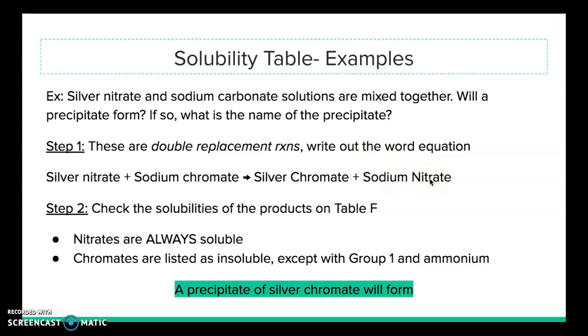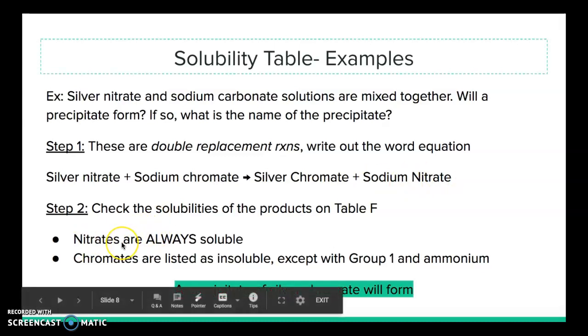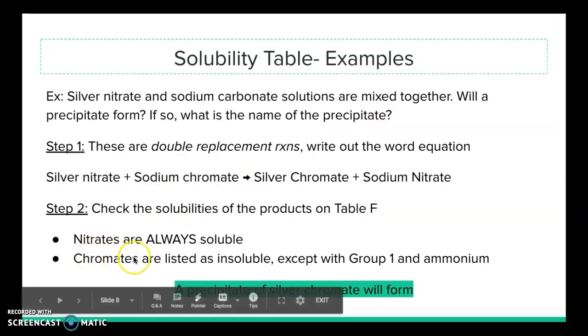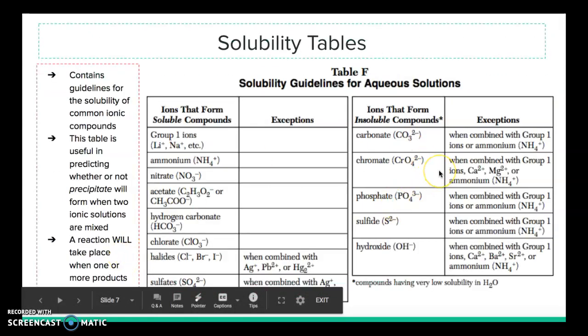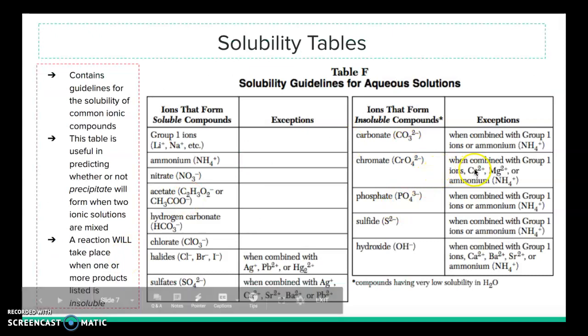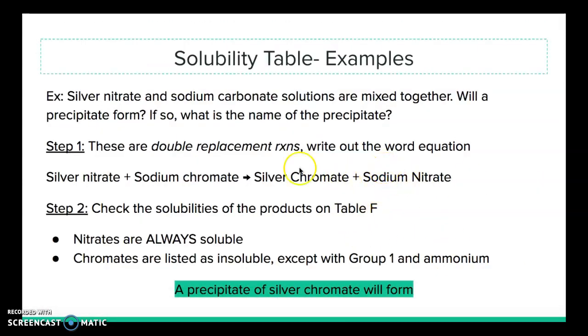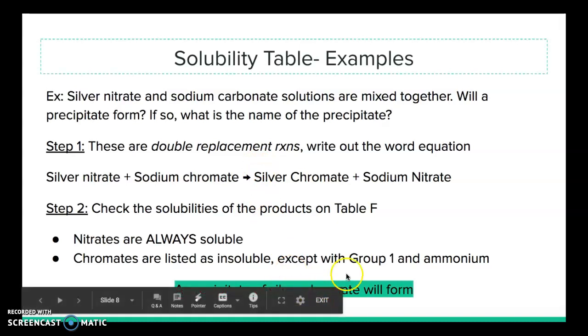Then we need to go to table F to figure out if we're going to get a precipitate or not. So we look up nitrates, and in table F, nitrates are always soluble. Then we look up chromates, and chromates are typically insoluble except when combined with group 1, calcium, magnesium, or ammonium. It is combined with silver, in this case, so it's actually going to still be insoluble, making silver chromate our precipitate that forms in the solution.